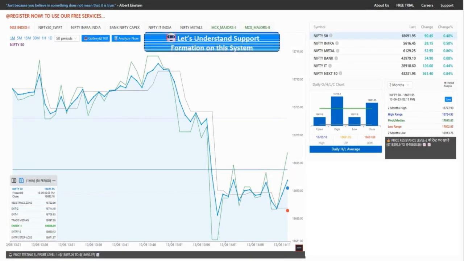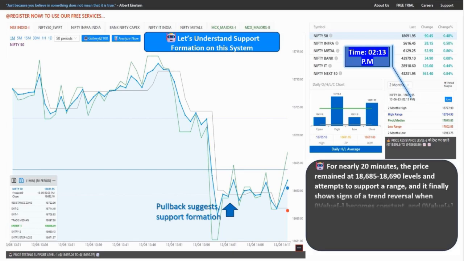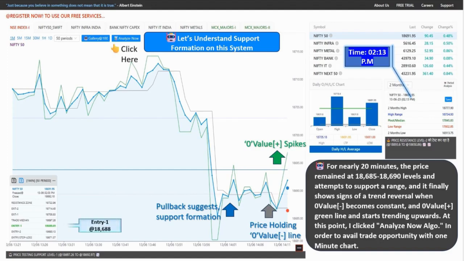Let's understand support formation on this system. For nearly 20 minutes, the price remained at 18,685 to 18,690 levels and attempted to support a range, and it finally shows signs of a trend reversal when zero-value minus becomes constant, and the zero-value plus green line starts trending upwards. At this point, I clicked Analyze Now Algo in order to avail a trade opportunity with the 1-minute chart.